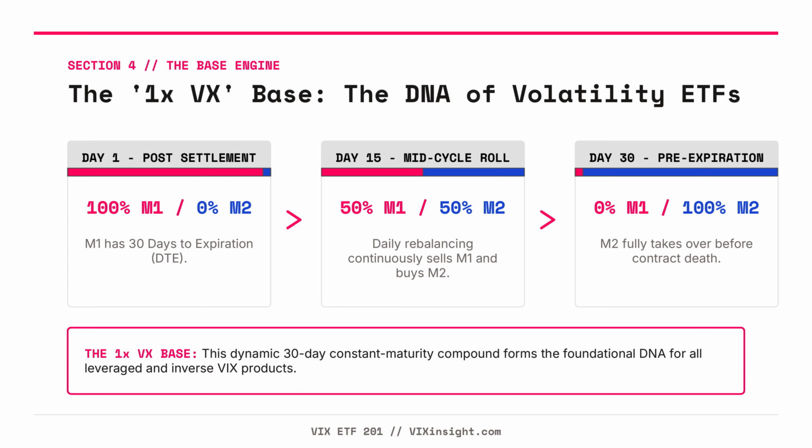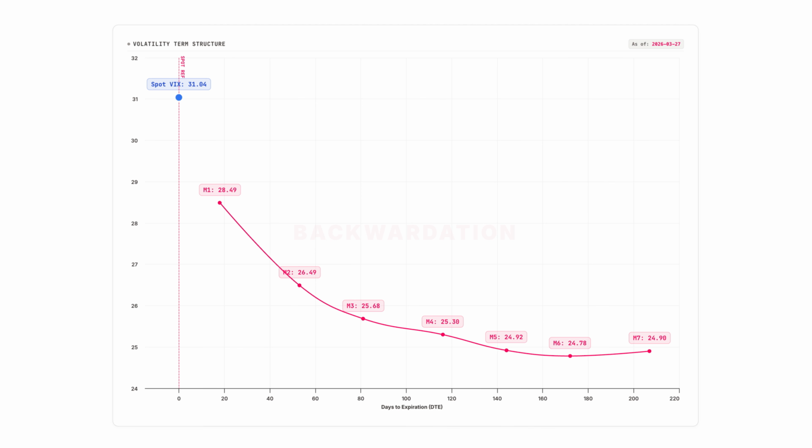And we call the daily percentage change of this dynamic M1, M2 compound the 1 SVX base. It is the underlying engine, the mathematical DNA inside all near-term volatility ETFs. Now let me show you the actual daily math.